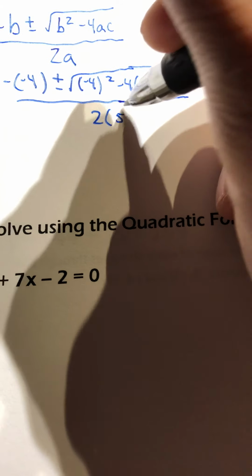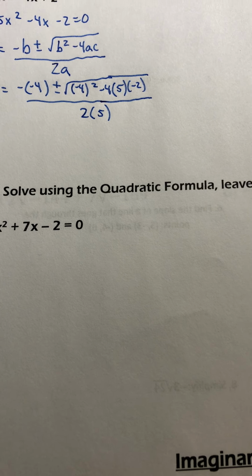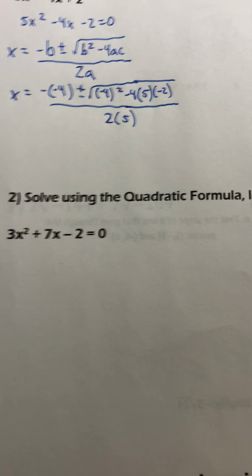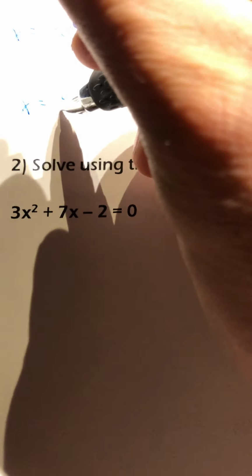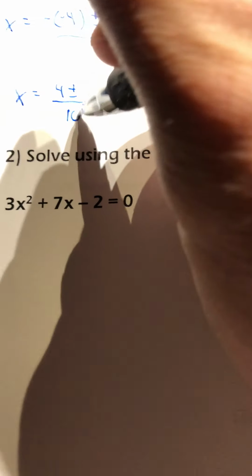I'm just going to go back and check. My b value is negative 4. My a value is 5. And my c value is negative 2. So now we're going to simplify this. The outside is the easiest. So the negative of a negative is 4. 2 times 5 is 10.